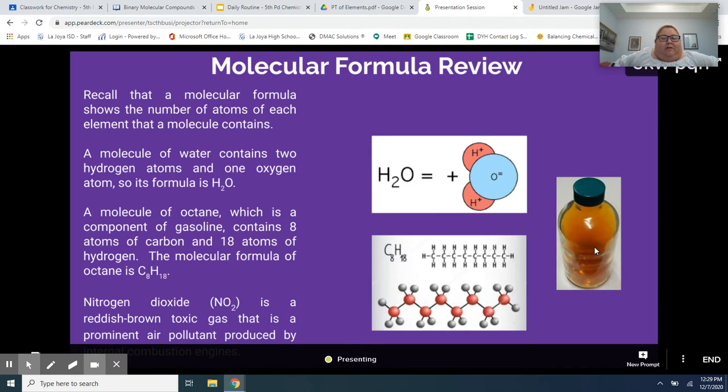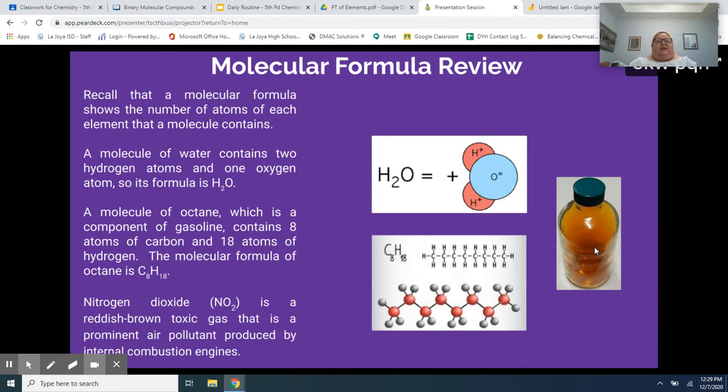Just a quick review about molecular formulas. Recall that molecular formulas show the actual amount of each element in that molecule. For ionic, we were working with empirical formulas. We would reduce those subscripts as much as possible. So in reality, there might be more of those elements than there actually is in the formula.